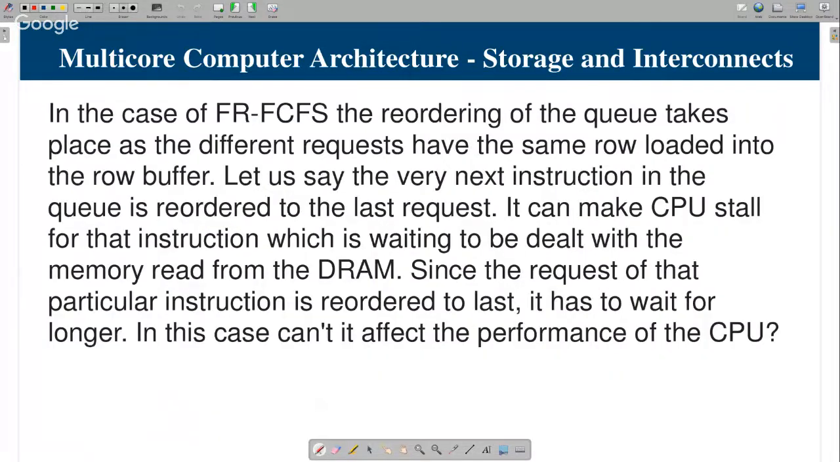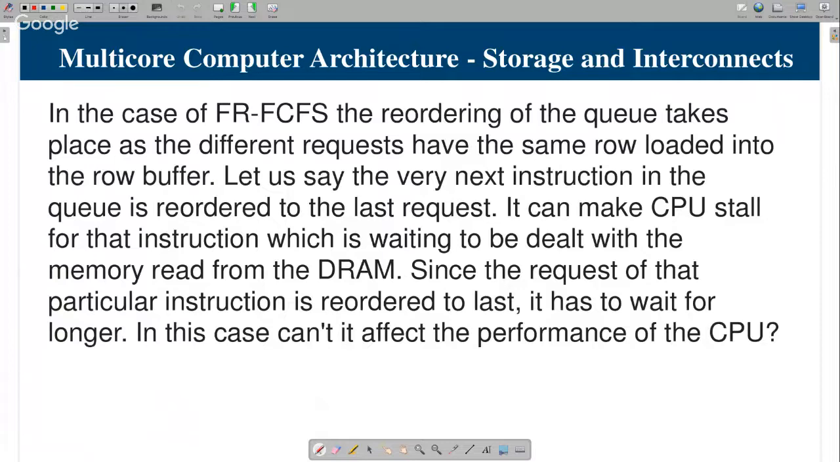So the next question is based upon DRAM. I think this is the only question that is asked from DRAM. "In case of FRFCFS, the reordering of the queue takes place as the different requests have the same row loaded into the row buffer." I find some kind of mistake in the sentence. Actually, the idea is not conveyed, but whatever I understood from this, I will try to answer.